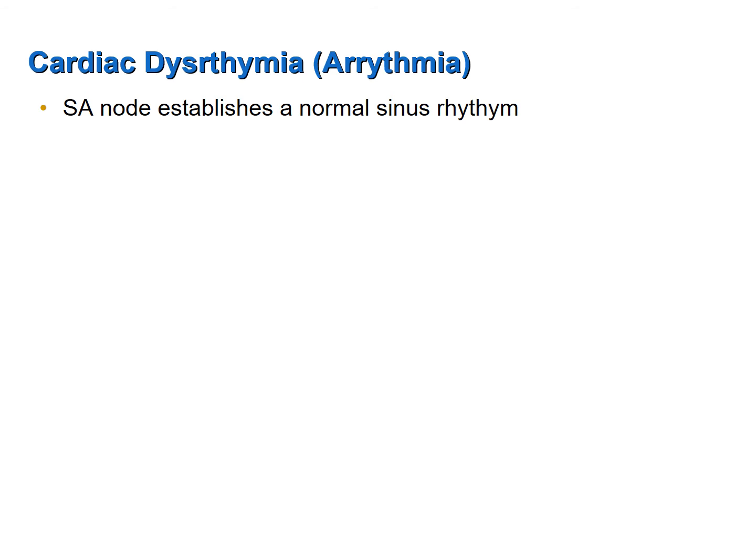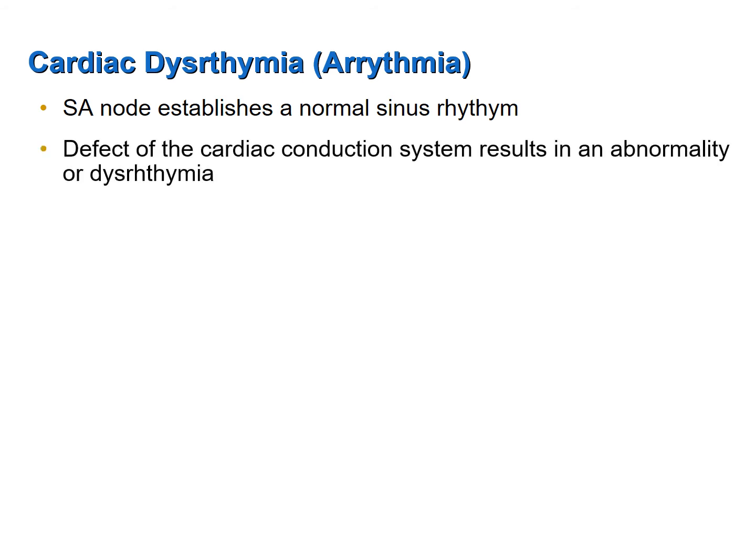So a normal rhythm of heart contraction, as established by the heart's natural pacemaker, the sinoatrial node, is called a normal sinus rhythm. An abnormal rhythm is called a dysrhythmia or an arrhythmia. I discourage use of the term arrhythmia because A means no, and the term literally means no rhythm. And it's inaccurate. There is a rhythm, it's just abnormal. So I discourage use of arrhythmia and encourage the use of dysrhythmia, which is more appropriate.